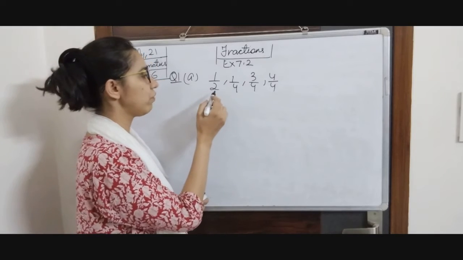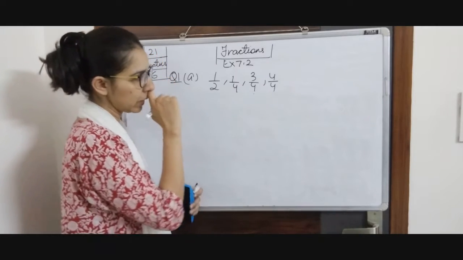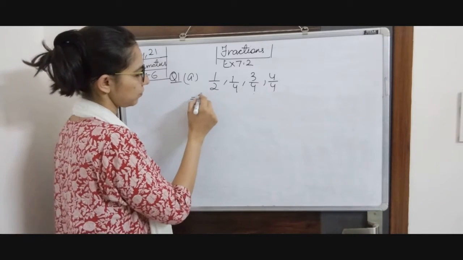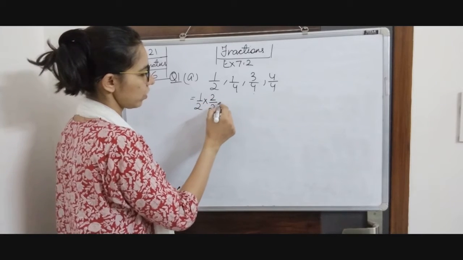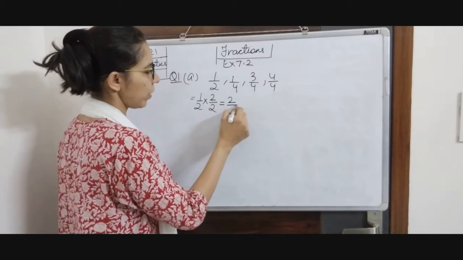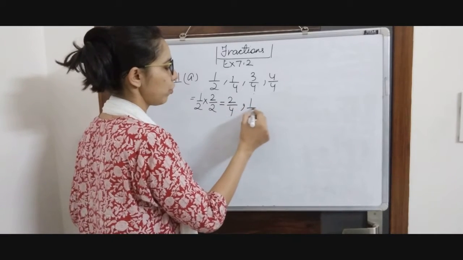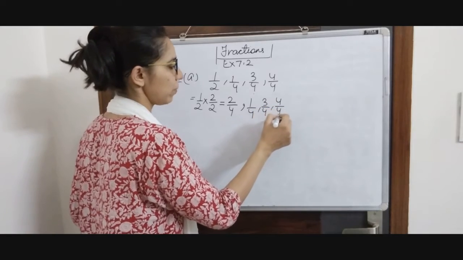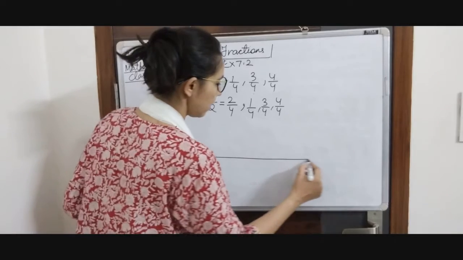So what we will do, we will try to make the denominator the same for all the numbers. So if we are multiplying 1 by 2 by 2 on numerator and denominator, it will be 2 by 4. It means we have to represent 2 by 4, 1 by 4, 3 by 4 and 4 by 4 on a number line. For this you will draw a number line.